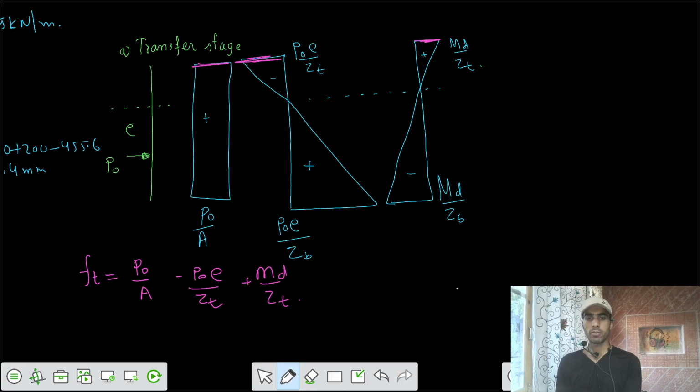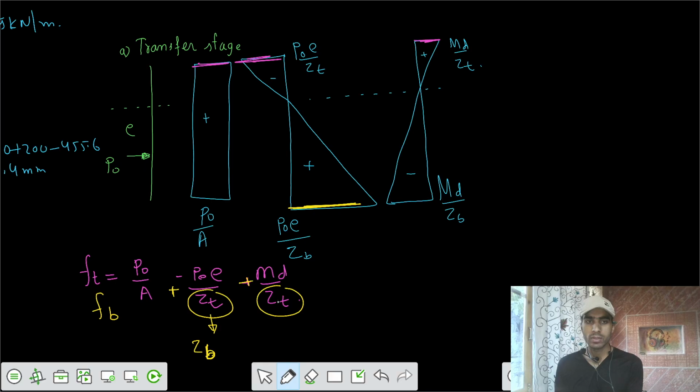And for the second case, the stresses at the bottom, I can say that is F bottom, and that is equal to P naught by A, plus P naught E by Z bottom. In place of Z top, we have to replace it with Z bottom. And for this case, this one was positive, and we have to replace it as negative, and this has to be changed by Z bottom.